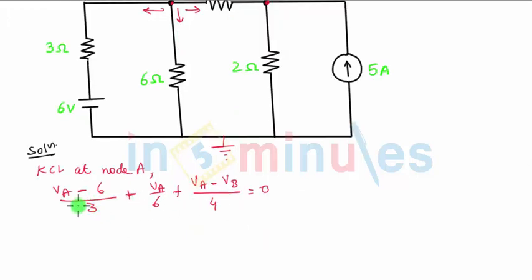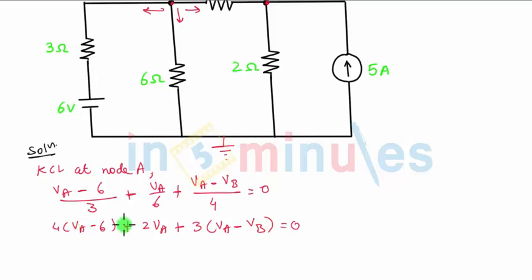So if I find the LCM, because the denominators are 3, 6 and 4, LCM will be 12. So I'll multiply throughout by 12. 12 by 3 will give me 4. So this first term will be multiplied by 4, plus 12 by 6 will give me 2. So the second term becomes 2A. And the third term will be 12 by 4. That will be 3 times VA minus VB equal to 0.